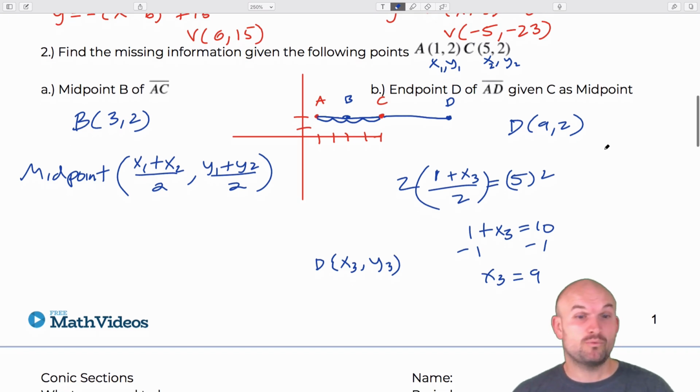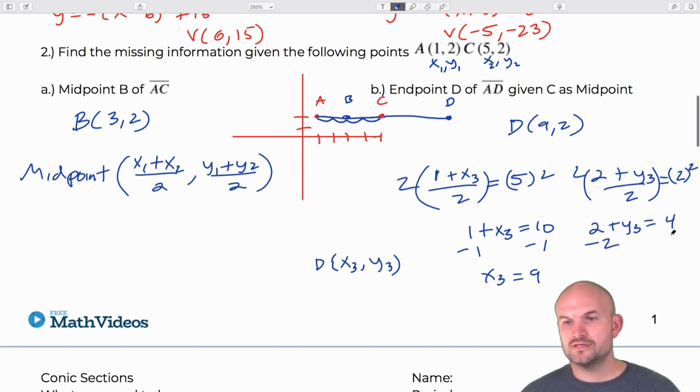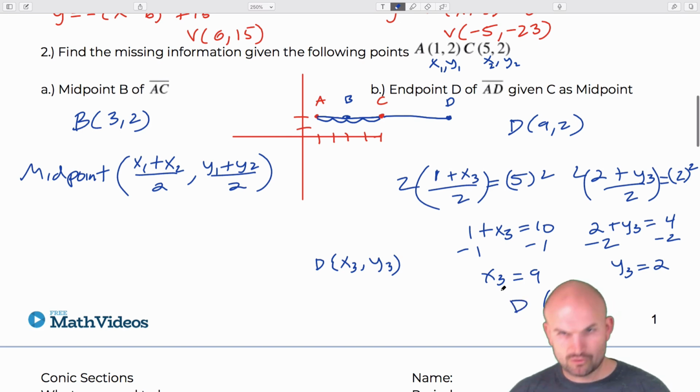And then again, we can do this for the y-coordinate as well, right? So we have the y-coordinate here, 2 plus y3 over 2, is going to equal the y-coordinate here, which is 2. So again, multiply by 2 on both sides, and you have 2 plus y3 equals 4. Subtract 2, subtract 2. y3 is equal to 2. And then we just write that as a coordinate point, 9, 2, which is your D coordinate. So you can see the difference. Obviously, the midpoint is very easy, just using the formula or looking at that visual. And then it gets a little bit tricky algebraically when you're given an endpoint and a midpoint.